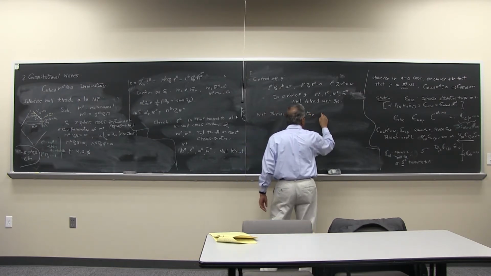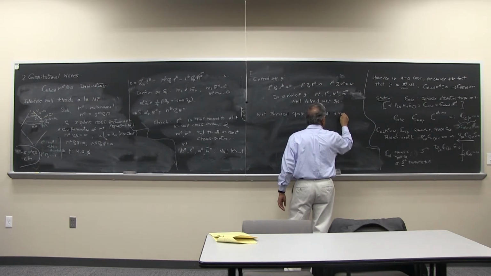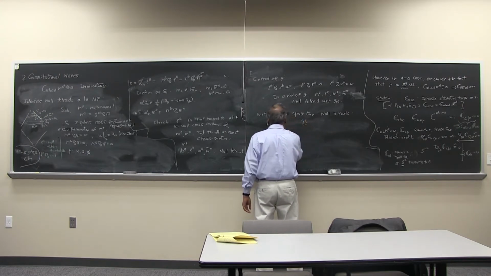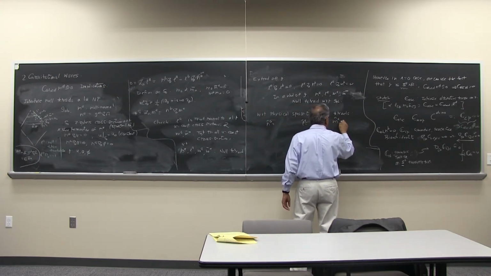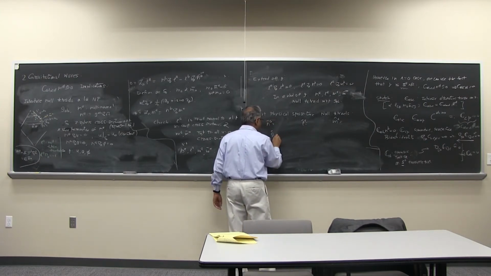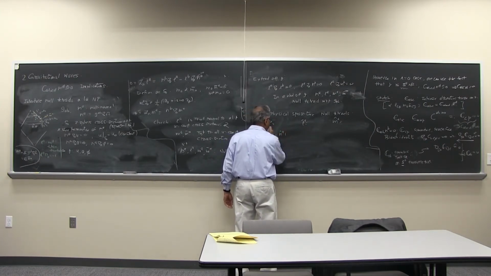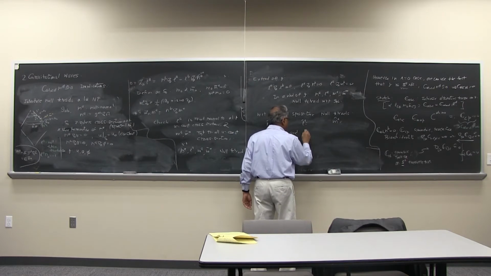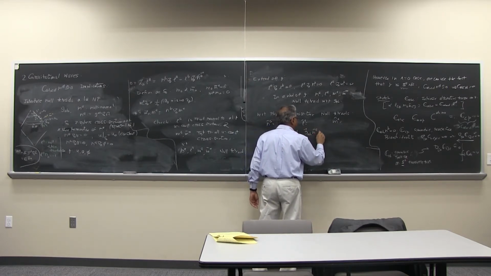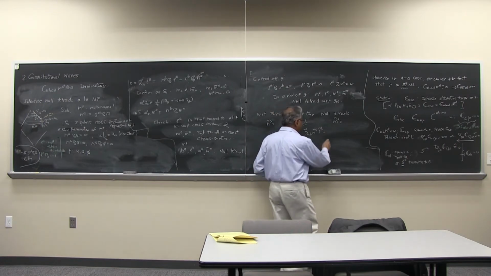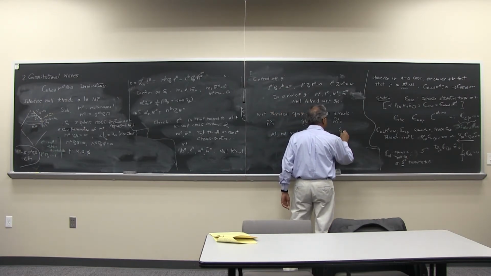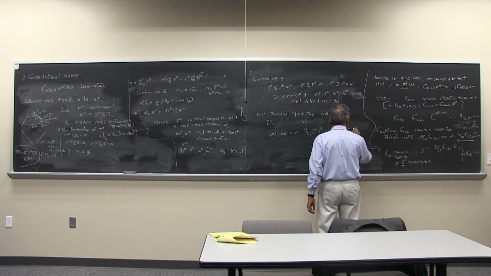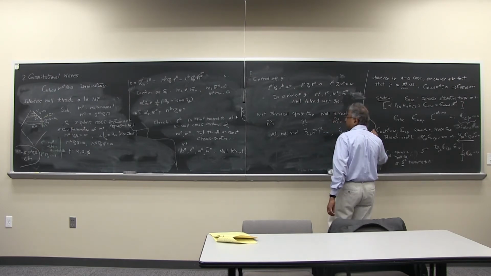We also have a null tetrad. And these are going to be equal to n hat a, l hat a, m hat a and m bar hat a, such that g hat ab with n hat a, all null, and g hat ab n hat a l hat b is equal to -1, and g hat ab m hat a m bar hat b is equal to plus 1. All others are 0.